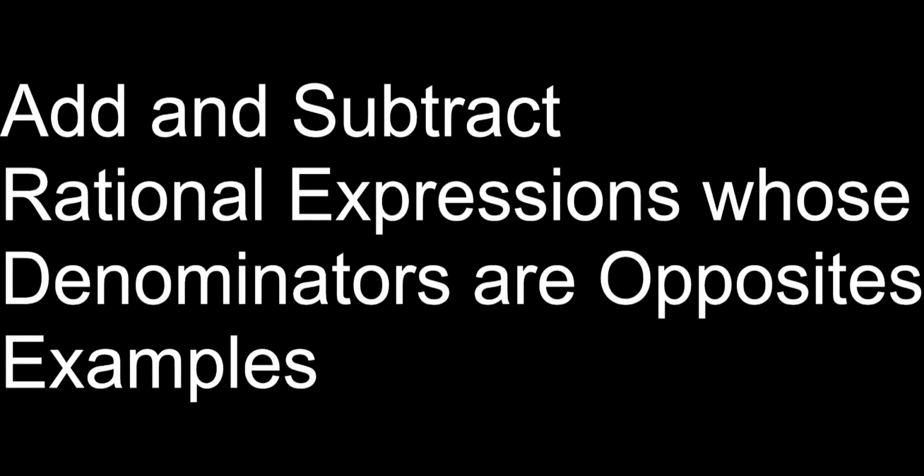Hello everyone. The title of this video is Add and Subtract Rational Expressions, or fractions, whose denominators are opposites. In this video, I'm going to be going over 8 examples in which we're given two fractions to either add or subtract, and in each example, the denominator of one fraction will be the opposite of the denominator of the other fraction. And by opposite, I mean times -1. That's what it means to have the opposite of something, is that thing times -1.